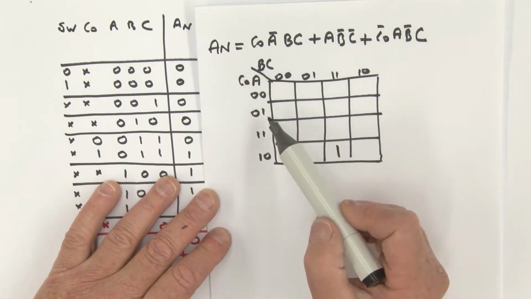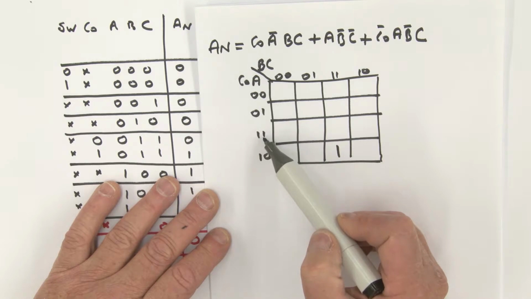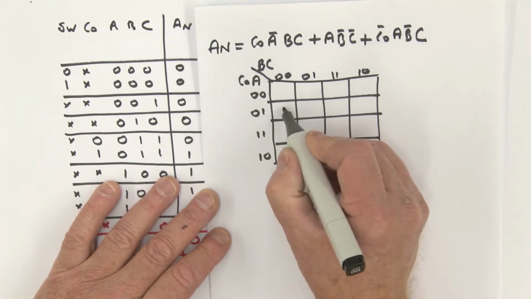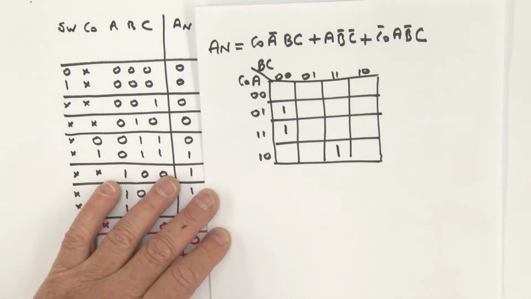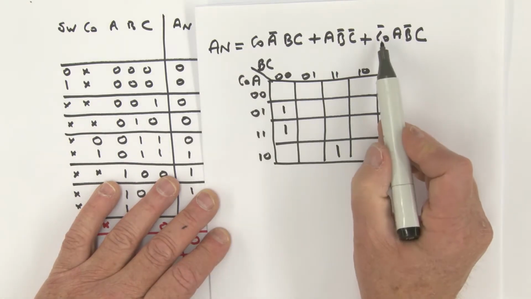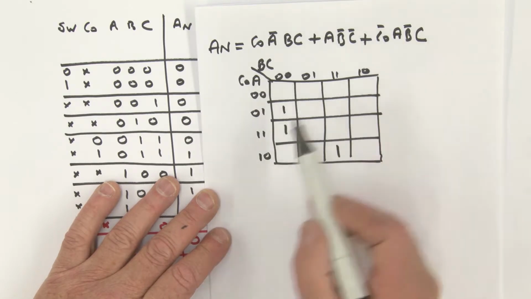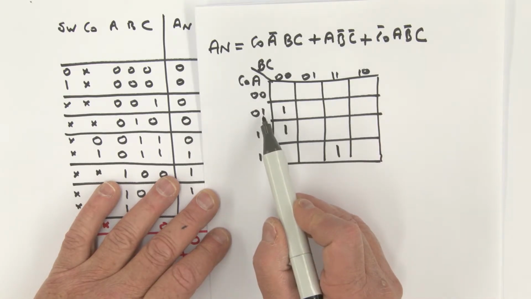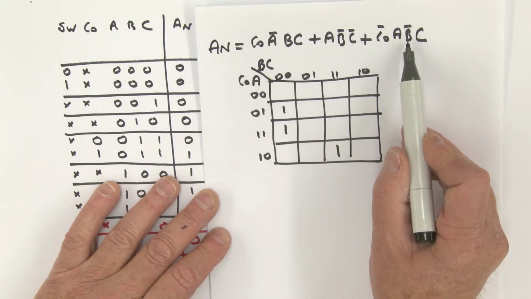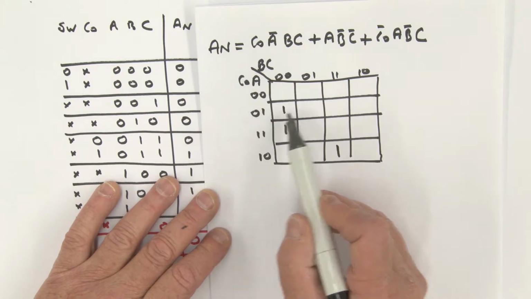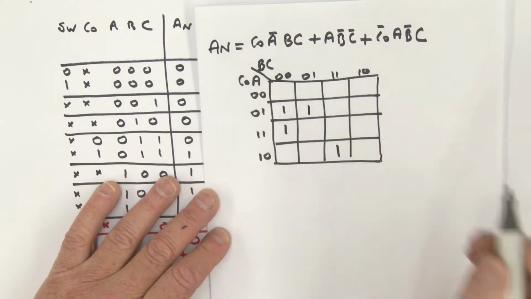So where is A true? Let's think about that. Well, A is true here, isn't it? And here. And then this is B bar, C bar. So it's really those two squares which are occupied. The last term over here, which is CO bar A, so CO bar A is here, and then we've got a B bar C, the B bar C is here. So really we've got another term that exists right here.